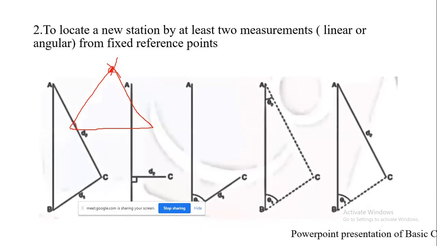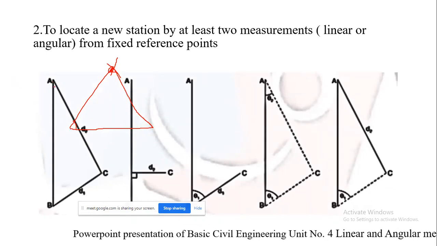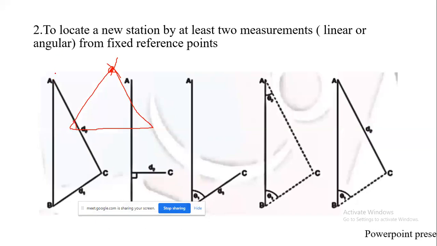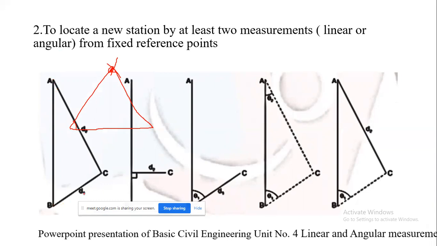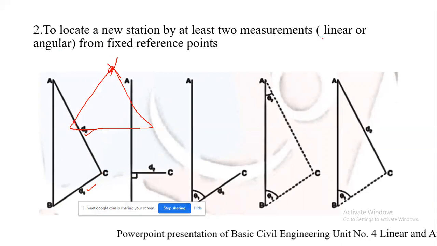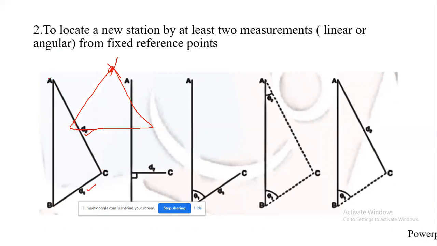I will show it here. Suppose you can see A and B are the two stations, which have been located on the ground. Knowing the distances d1 and d2, I can mark the position of the third station point. By knowing the two measurements, I can plot the third reference point. That is nothing but a fixed reference point.